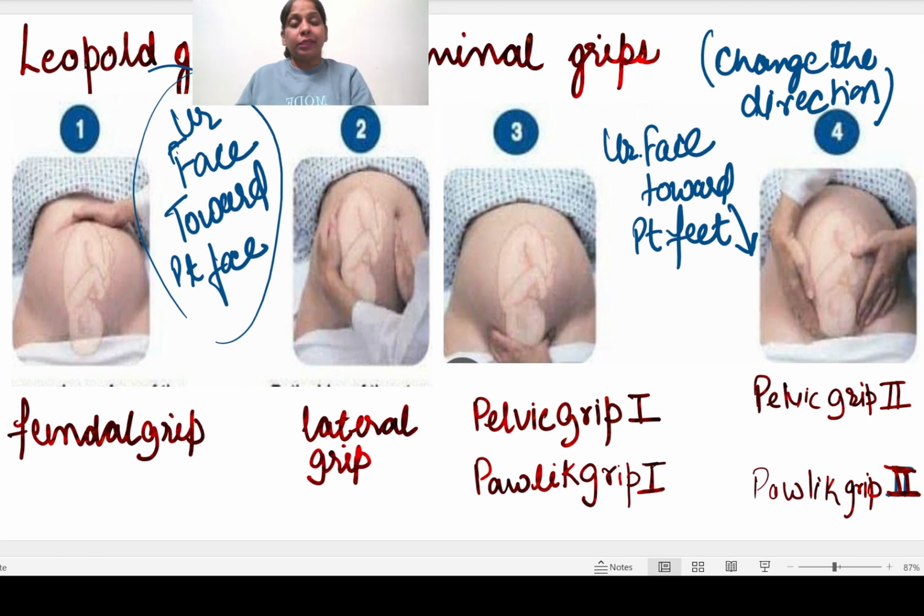Okay, now I think it is clear to you. Many of you got confused today in the quiz between Leopold grip 2 and Leopold grip 4. So just by seeing the direction, if the tips of my hands are toward the patient's legs or feet, it means it is the fourth grip. And if the tips of my hands are toward the patient's face, it means it is the second grip.